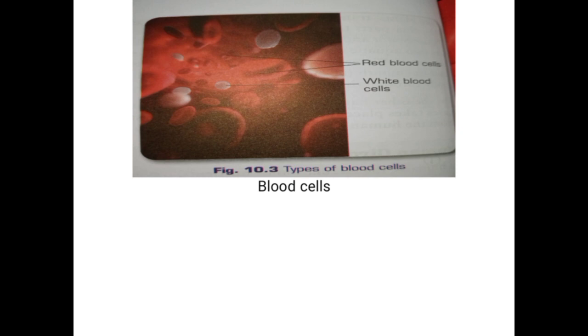WBC, white blood cells. These are generally bigger than the red blood cells. They are lesser in number, they are of various shapes, and they generally help in destroying the foreign particles and various harmful microbes.